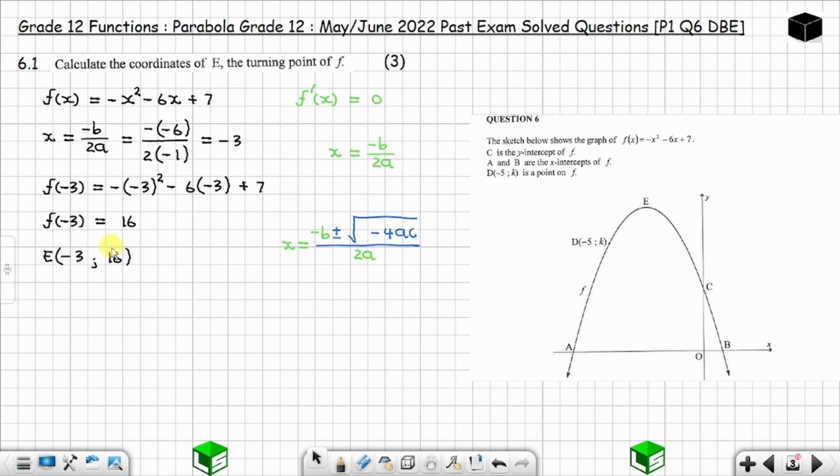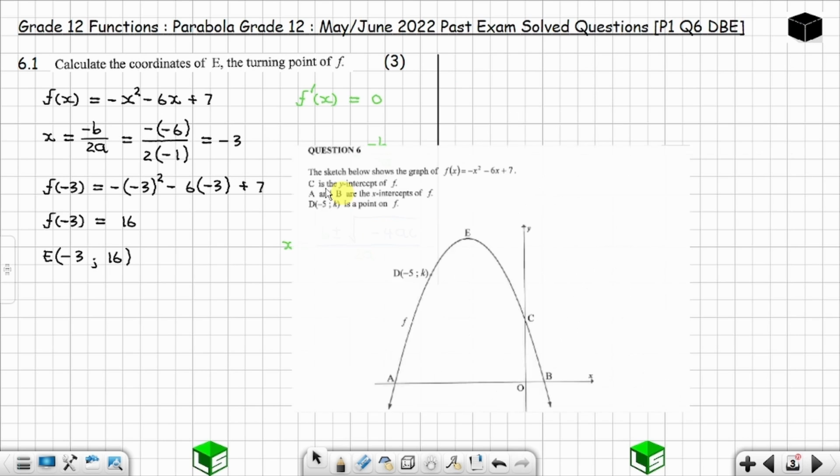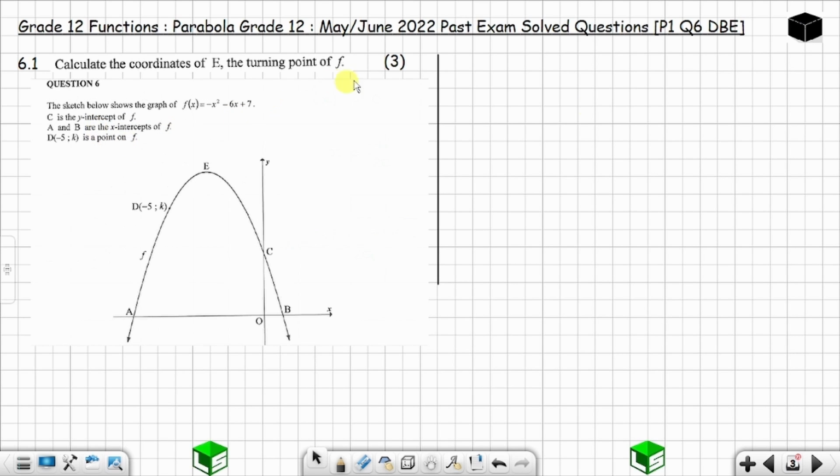So this is how you calculate the coordinate of the turning point on a parabola. Okay, now let's move on to the next question, which is 6.2. Okay, now 6.2, write down the value of k.